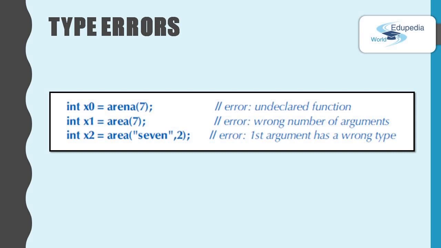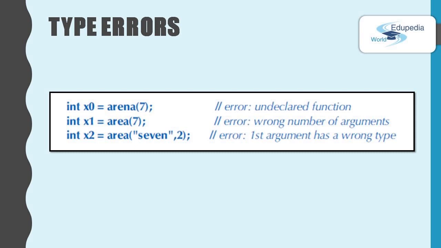type error. Now the second code line. Here we are trying to call the function area with only one argument. The compiler detects the wrong number of arguments. In C++, every function call must provide the expected number of arguments of the right type and in the right order. When the type system is used appropriately, this can be a powerful tool for avoiding runtime errors.